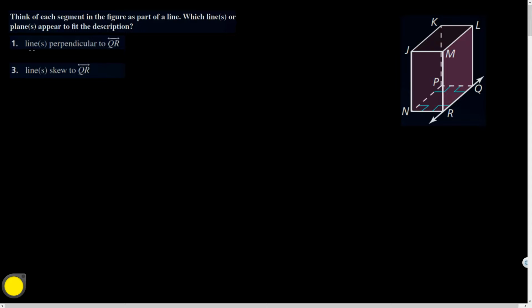Here's question 1. Think of each sketch in the figure as part of a line. Which lines or planes appear to fit the description? So lines perpendicular to QR. So here's QR, and if I want lines perpendicular to QR, I could use NR, right? NR. I could use PQ.